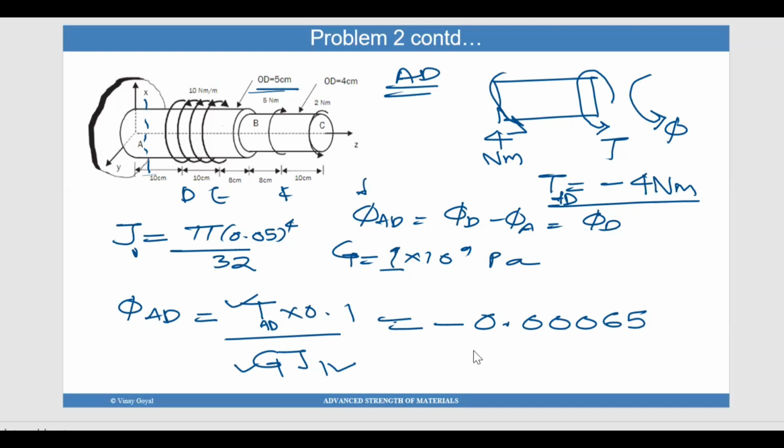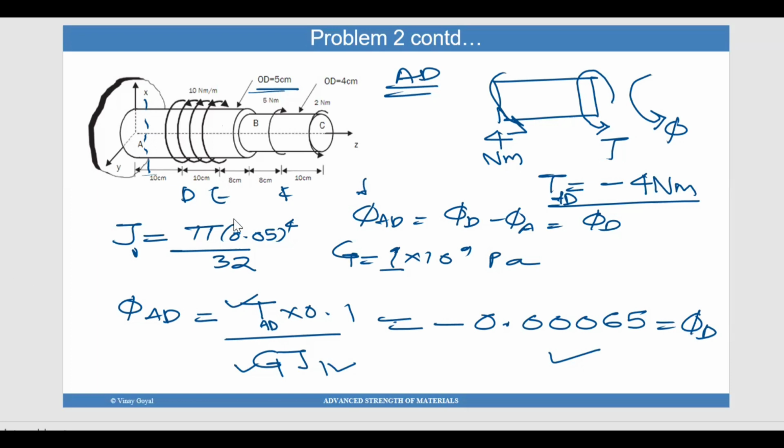So I get this. So that equals phi D, because phi AD is phi D minus phi A, and phi A is 0. It's fixed. So that directly gives you phi D. So you know what the value of phi D is. Moving on. Sorry. No questions? Right? Anybody on Zoom has any questions?